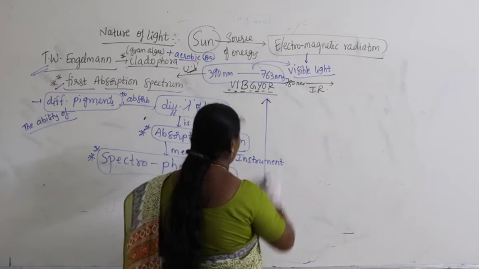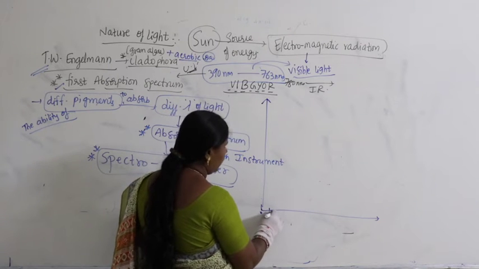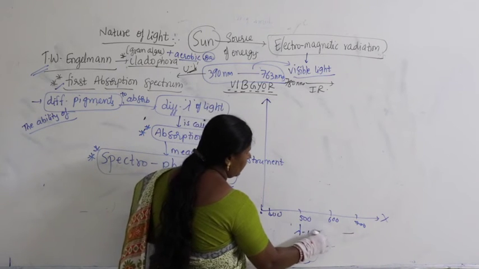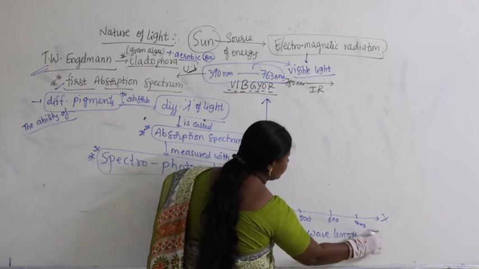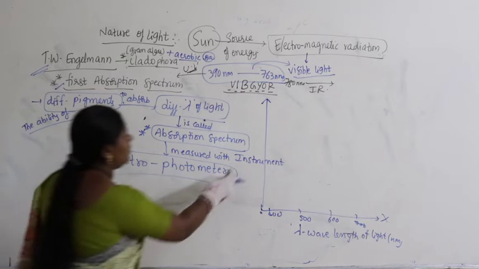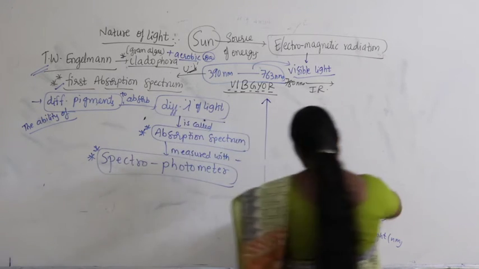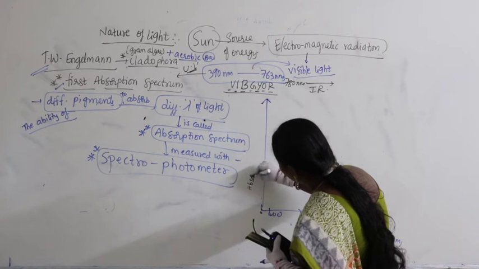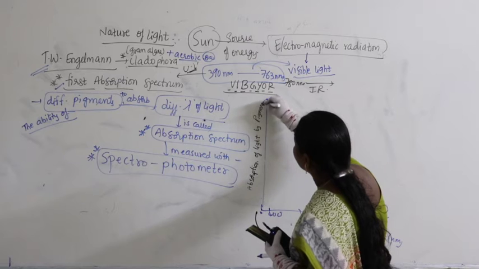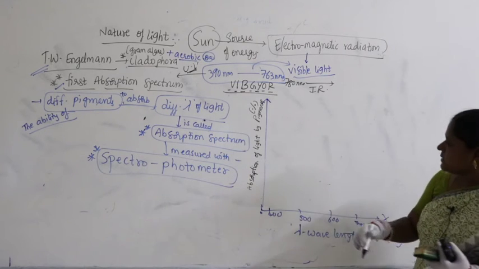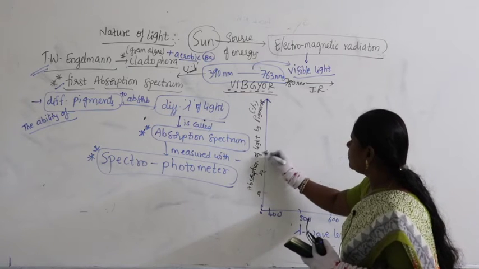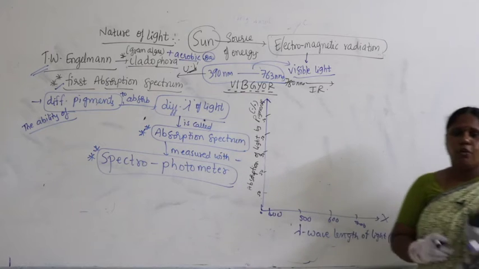Now when a graph is plotted here, on the x-axis we take wavelength of light in nanometers, something like 400, 500, 600, 700. On the y-axis we take absorption of light by pigments, which we measure in terms of percentage. Let us take 50% absorption of light.